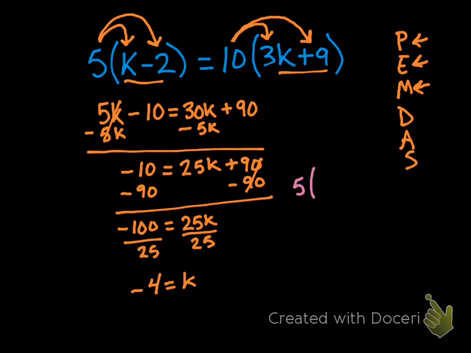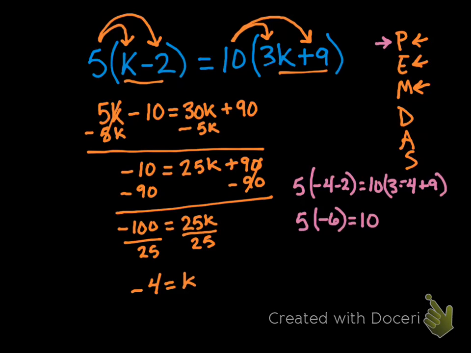5 times negative 4 minus 2 equals 10 times 3 times negative 4 plus 9. Okay, back to the order of operations again. Parenthesis, 5 times what's inside? Negative 4 minus 2 is negative 6. Equals 10 times. We do what's inside the parenthesis first.